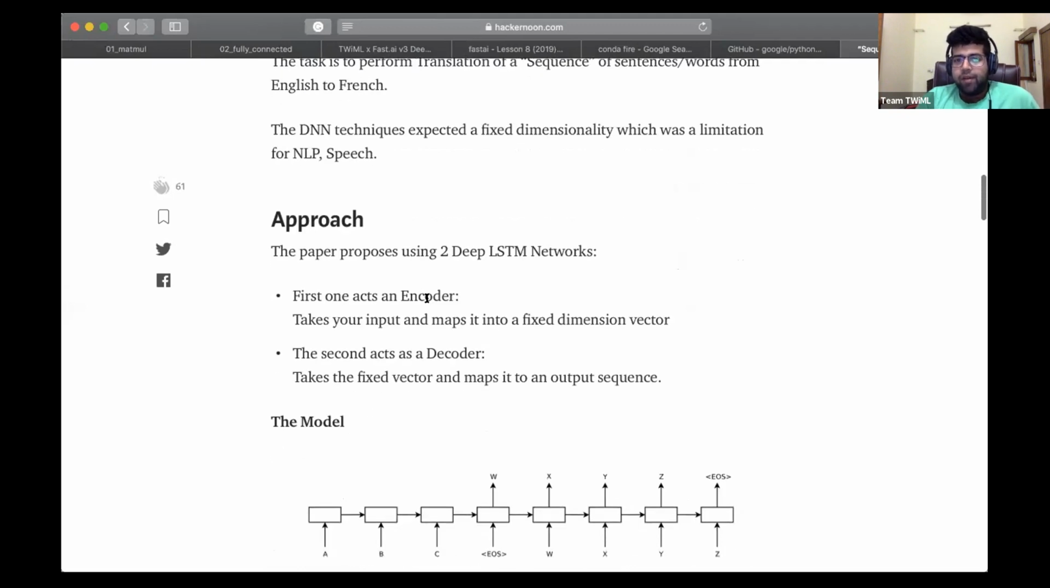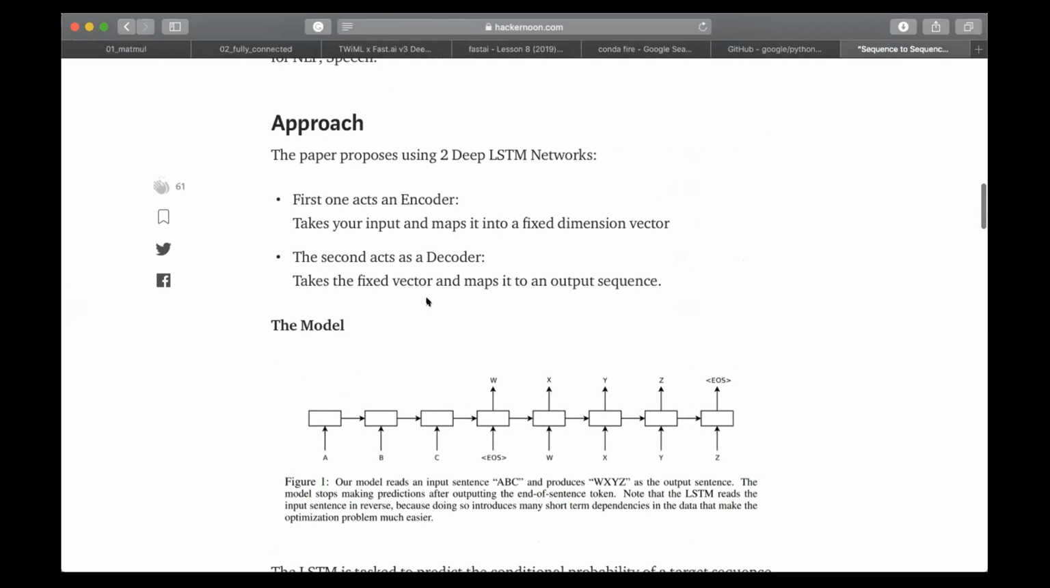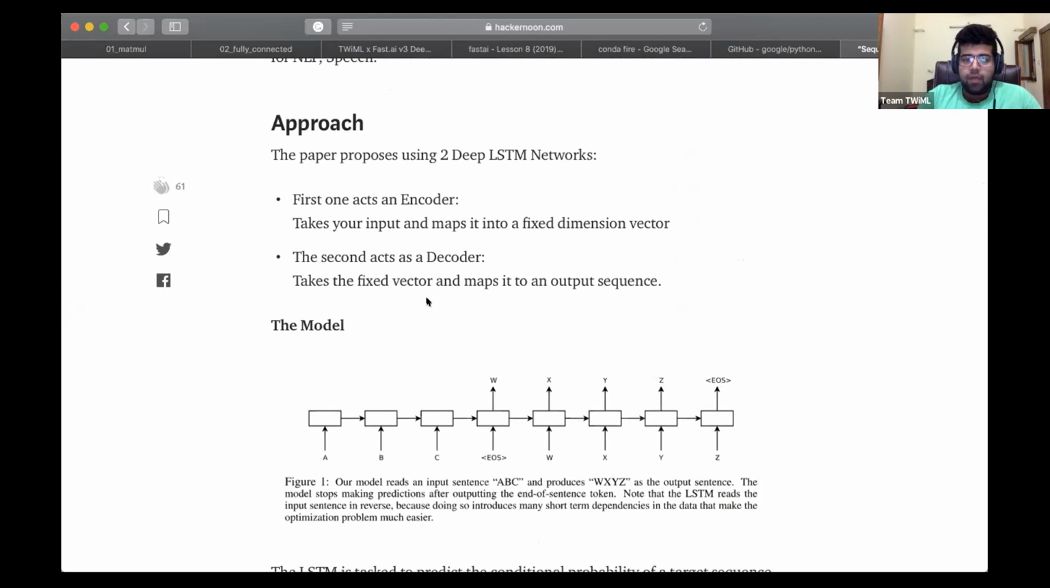So the crux of the paper is to use two LSTMs. They use a 4-layer deep LSTM network. The first LSTM essentially maps your input into a fixed size tensor, which is then decoded. And these are not the terms from the paper. These are my own addition in the article. These fixed representations are then mapped to your output, which is how the translation happens. So using this two-LSTM encoder-decoder architecture is really what allowed translation when they did not have the technology to support varying length inputs.